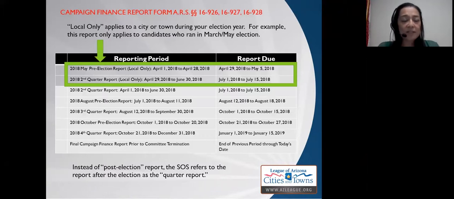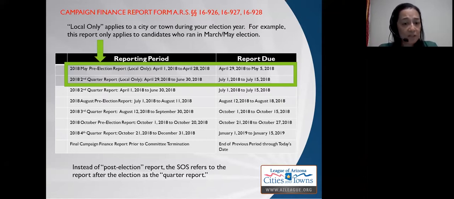So I've had some questions about what local only means on the reporting form. As you can see in the highlighted box, this is the 2018 May pre-election and then the second quarter report, and it says local only in parentheses. It doesn't mean that all local jurisdictions have to use this particular form for the reporting period. It's only if you actually are having an election during that particular time. So it really only applies during your election year if you're actually having an election. And in this example, it would be that March and May election of this year.